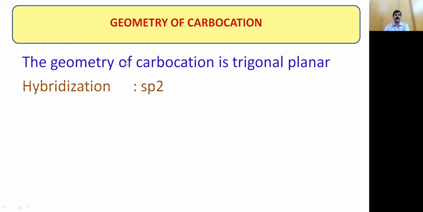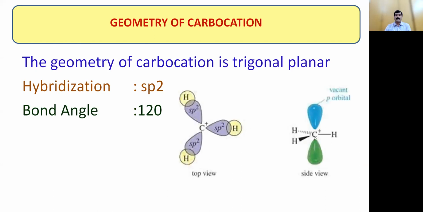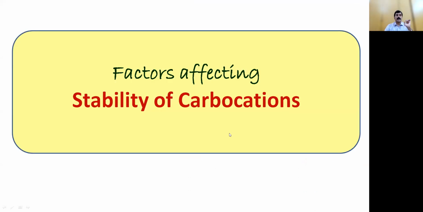If you look at the geometry, it is having a trigonal planar geometry with a hybridization of sp2 and bond angle of 120 degrees. As it is sp2 hybridized, naturally it will have an empty pure p orbital. Therefore, it is not having octet of electrons, it has only 6, that is sextet of electrons. That's the reason why it is electron deficient. Therefore, carbocation is electron deficient, will have electrophilic character.